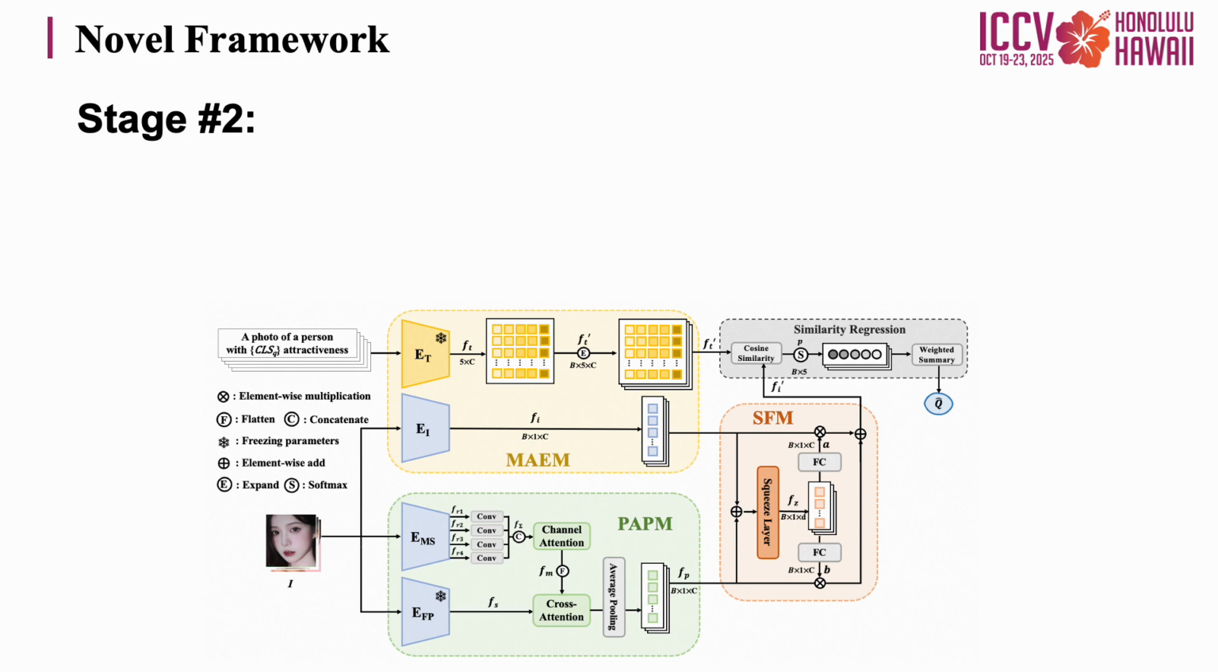In the second stage, namely the selective fusion phase, a selective fusion module dynamically refines the extracted visual embeddings FI based on the personalized attractiveness feature FP. Then the SR strategy is used to predict the final score Q. The loss function for training SFM is L1 loss.